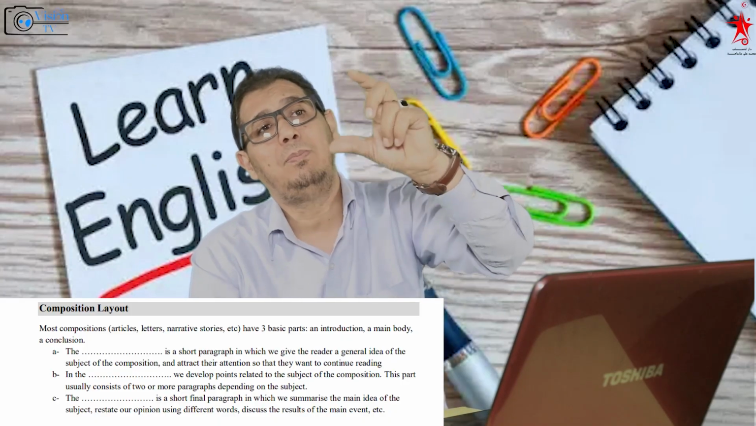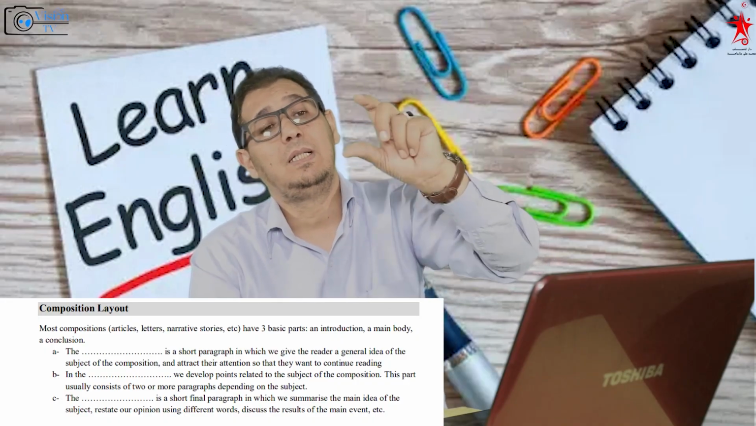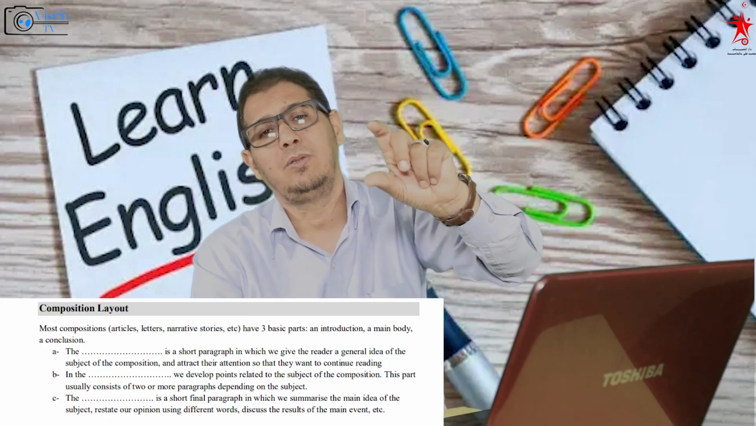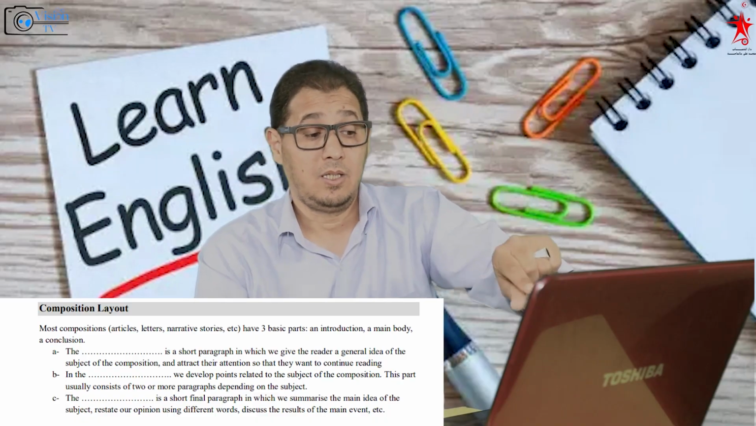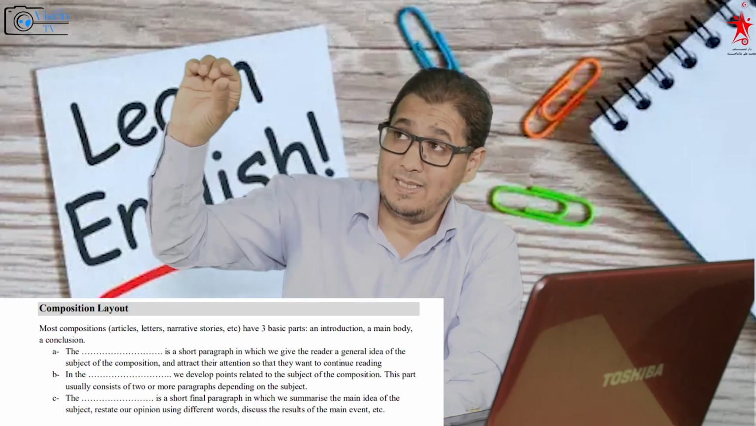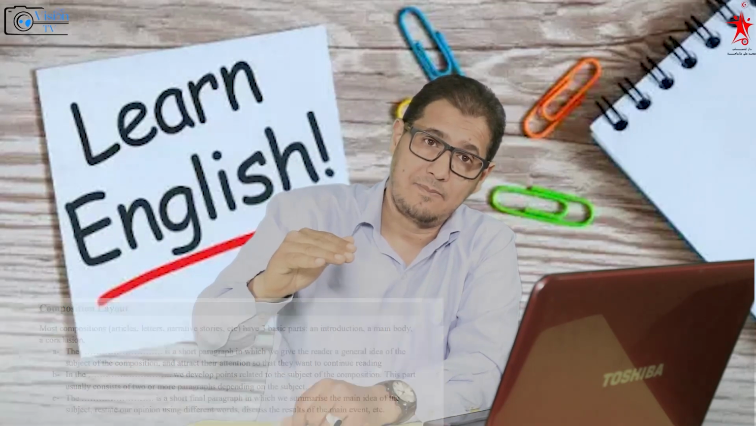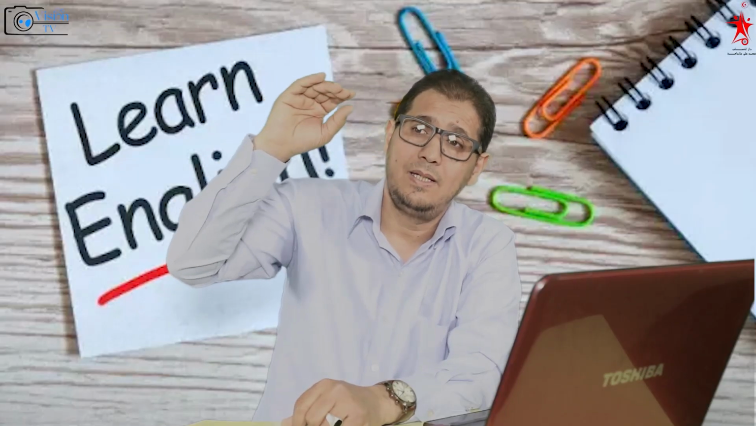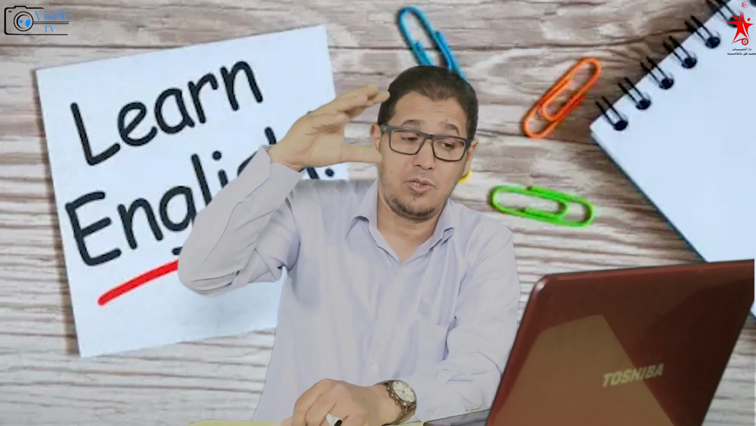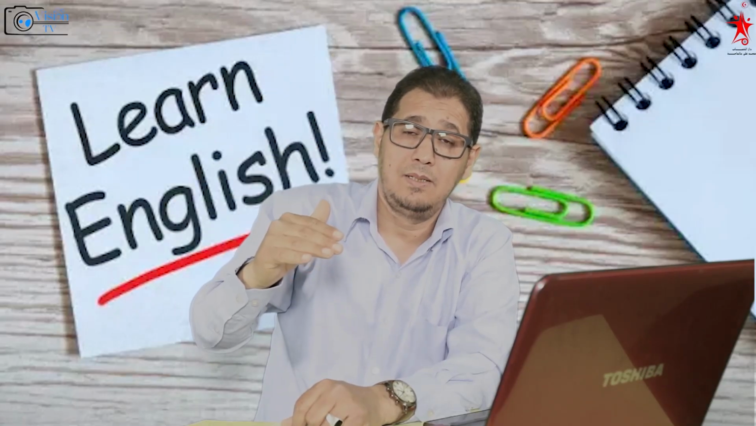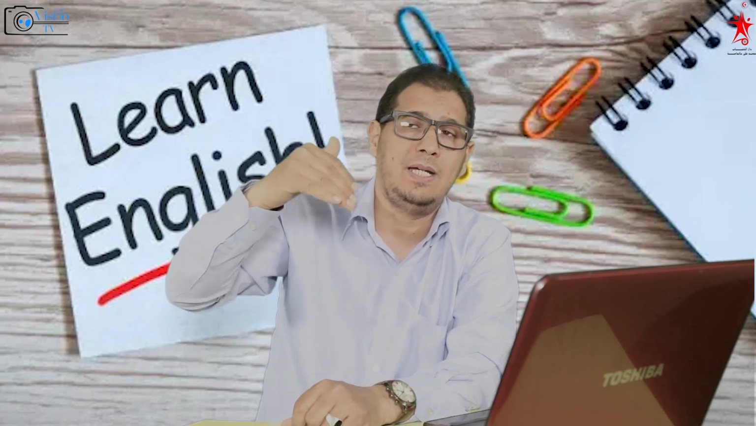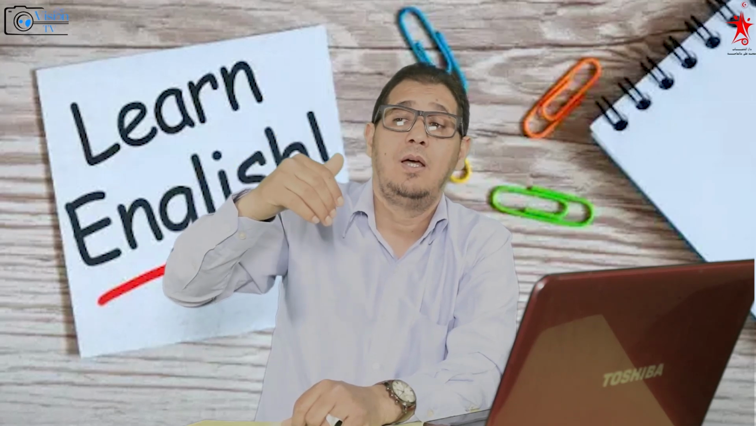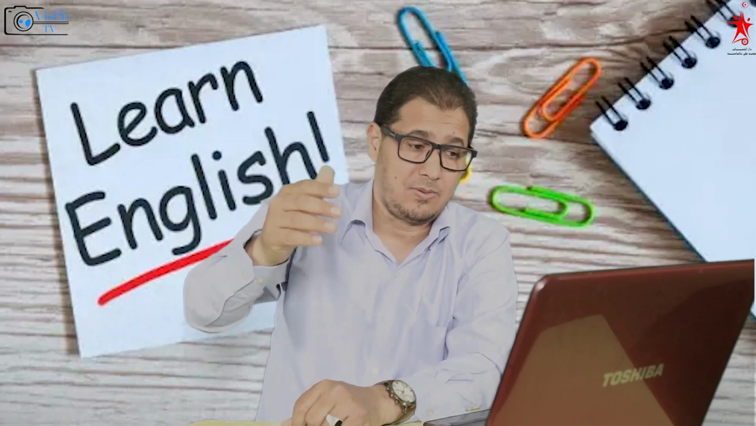But the body has paragraphs, and these paragraphs must be conforming to the layout or structure of the paragraph, which is a topic sentence and details. The first sentence must be a topic sentence, a general sentence, and the rest of the sentences, whether 2 or 3 or 4 sentences, are details or analysis or examples or events or whatever.